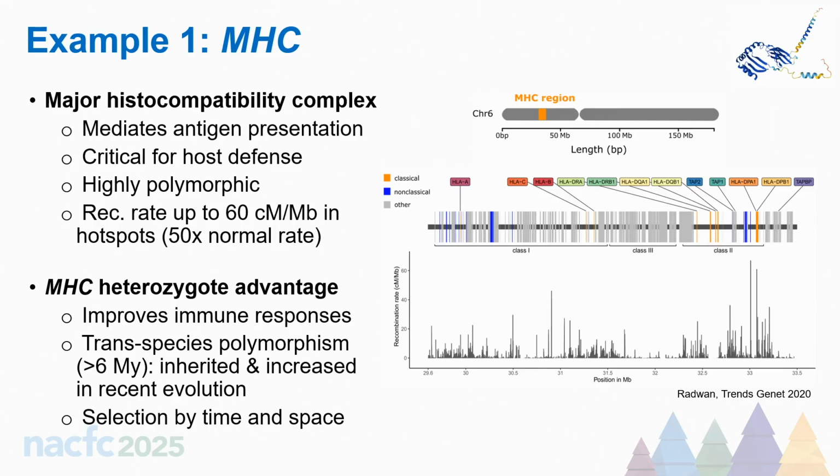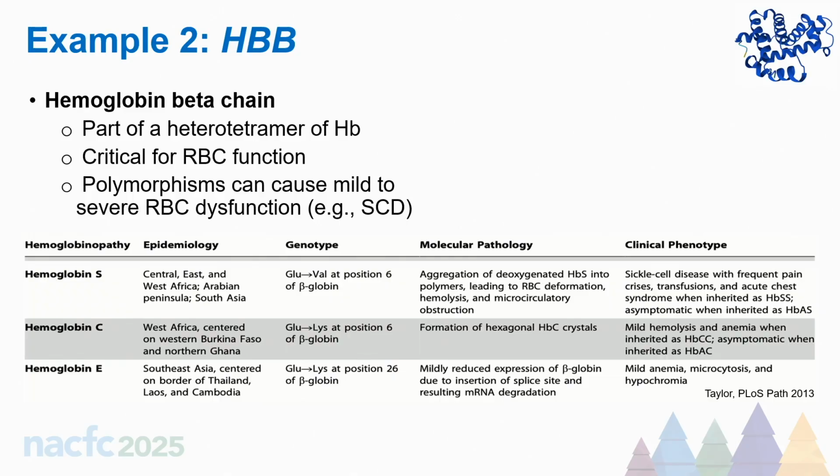But that's obviously rare. Okay, the second example is hemoglobin beta chain. As you know, hemoglobin is the protein that binds iron in our red blood cells and allows for the exchange of gas. It gives the red color to our blood, and it's critical, obviously, for not only red blood cell function, but function of our bodies.